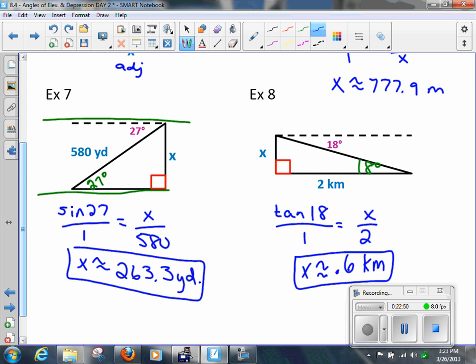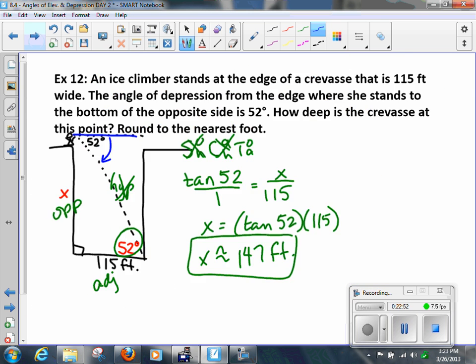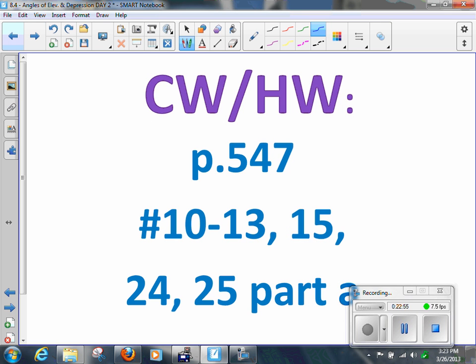Let's look at the work. Let's look at 547 in your books, folks. 10 through 13. That's just naming those angles again. 15, forestry problem. You have to draw the picture for 15. 24, the picture is there for you.